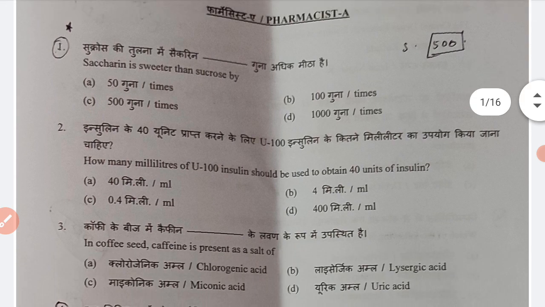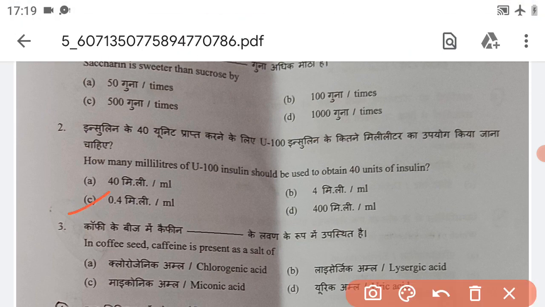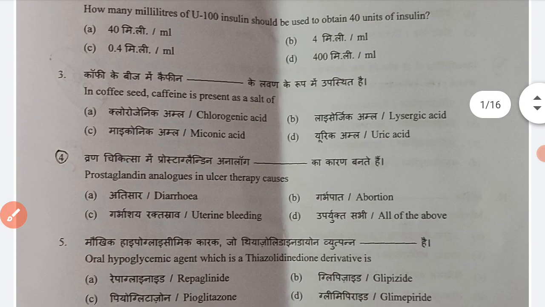Next, how many ml of U100 insulin should be used to obtain 40 units of insulin? The right answer is option C, 0.4 ml.